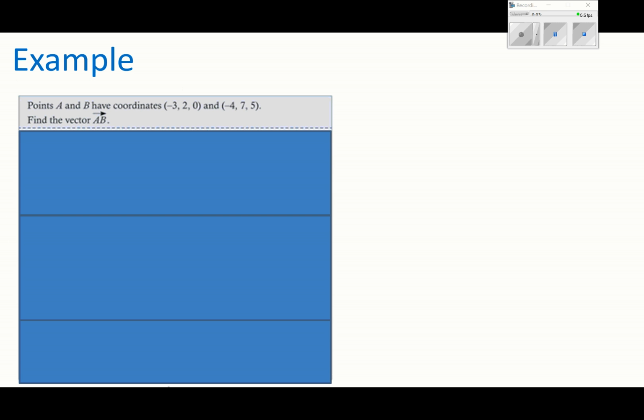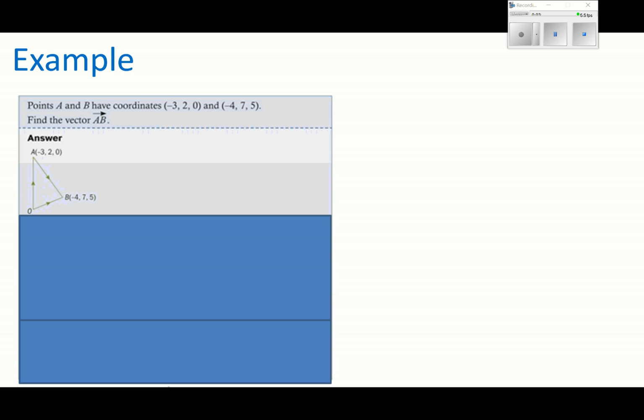All right, so let's do an example. Suppose points A and B have these coordinates. Now we're working in 3 dimensions. Find the vector AB. When we are working in 3 dimensions, you can eliminate using a coordinate plane. So don't worry about trying to go in a coordinate plane. Just draw what this shape would look like. So we're starting out with some origin O.